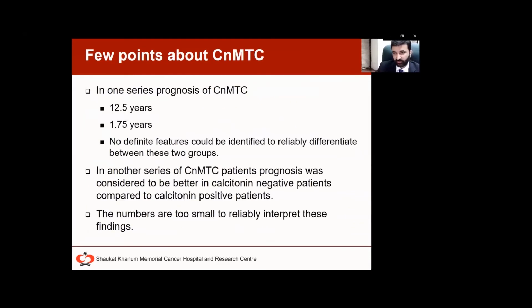In one of the series, the prognosis of calcitonin negative MTC was divided into distinct groups, going up to 12.5 years or less than 2 years. However, there were no definite markers or findings which you could use in the clinical setting to identify these two kinds of patients, other than just to see aggressive nature of the disease, which would make you think that they may have got a shorter prognosis. Interestingly, in another case series of calcitonin negative MTC, the prognosis was better than the calcitonin positive ones. I think the numbers I could find in the literature, there were only like 50 total cases, and the complete details were also not available for all of them. And it becomes very difficult and challenging to reliably interpret the findings if the numbers are this small.